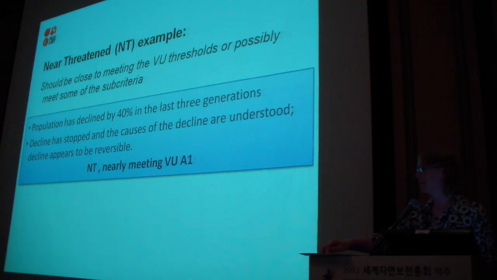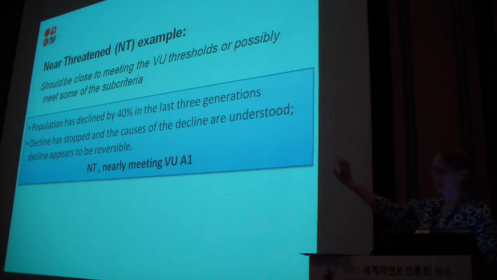I'm not sure, why is this, it's not my example, sorry. Why is this near threatened? Population has declined by 40% in the last 3 generations, that is more than 30%. It would be vulnerable in that case. Sorry to put Rebecca on the spot there. This may have been an example that we've done with today, I think.